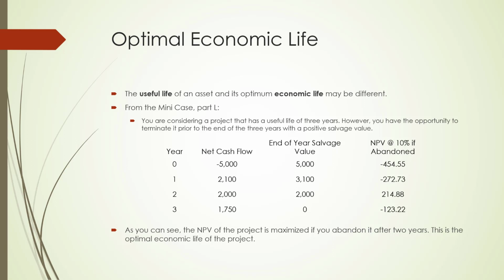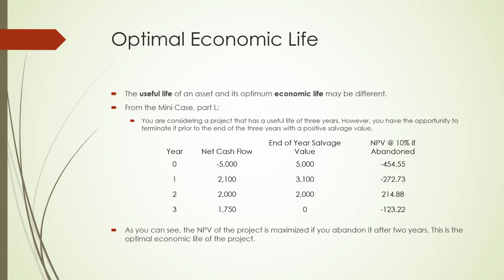So that would make economic sense to purchase the project, hold it for 2 years, and then sell it. If we hold it for the entire 3-year life, we end up with a negative 123.22 NPV. So in this case, the highest NPV is achieved by holding the project for 2 years and then abandoning it. So that is the economic life of the project. It's 2 years. The useful life apparently is 3 years.